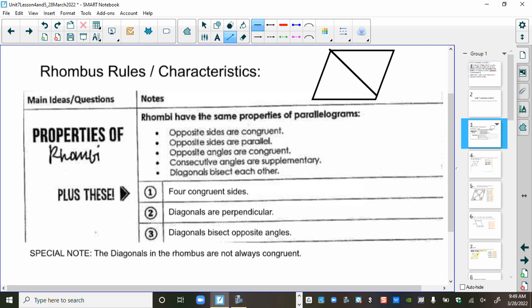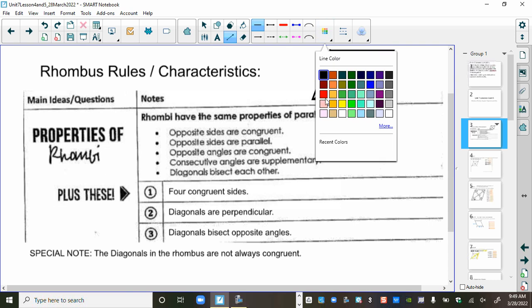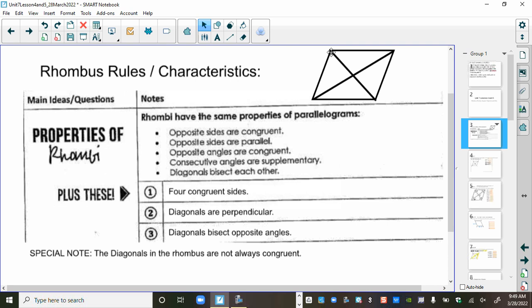Also your diagonals. Boom. They bisect each other. So this diagonal, when it crosses the other, they act like bisectors. So this length here is the same as that length. That length is the same as that length. So that one, we should know about that for a while now.